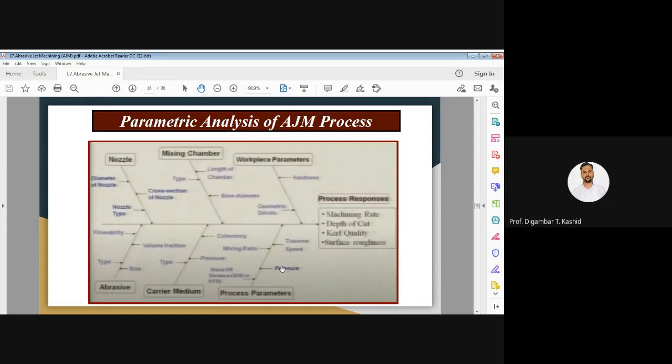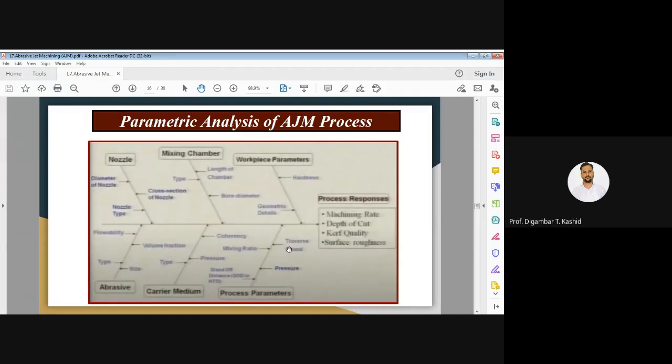So both affect the performance of the process. Here I have mentioned the coherency of your carrier medium, and the pressure that you are using. That part also affects the performance of the process. Then, as a machining parameter of the process, it includes the traverse speed.